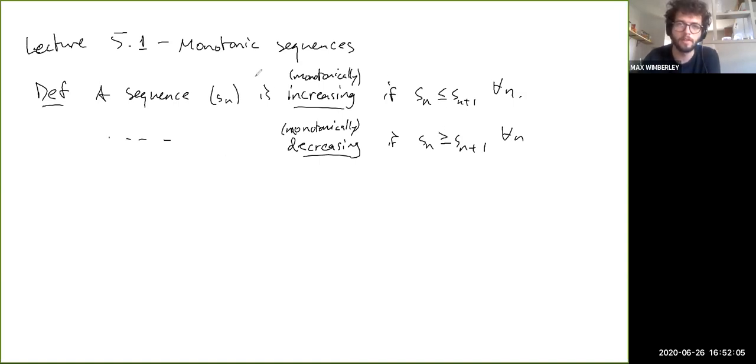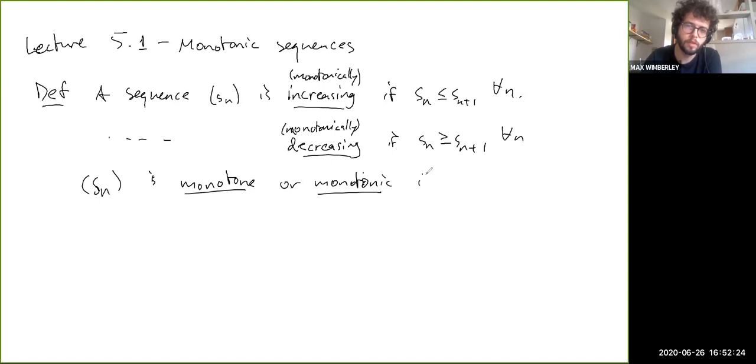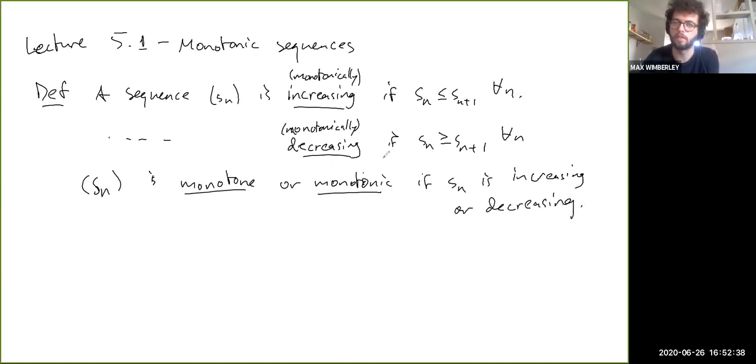So these are increasing and decreasing sequences, and then we just say that Sn is monotone or monotonic if Sn is increasing or decreasing everywhere, right? So it's either all increasing or all decreasing. That's what this means. Monotonic means the sequence is either all increasing or all decreasing.